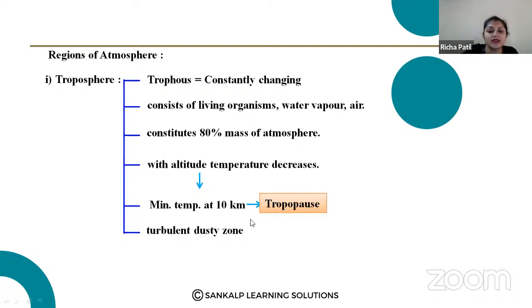There is a turbulent, dusty zone here. The clouds and most of the smoke are in this particular troposphere. So this is the first region, the troposphere.